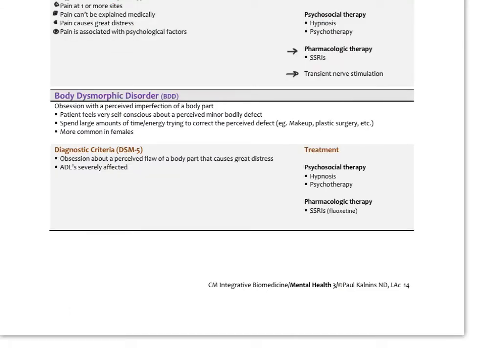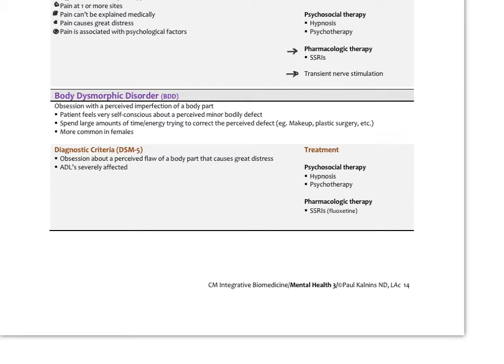Finally, I mentioned earlier body dysmorphic disorder under obsessive compulsive. This is an obsession with the perceived imperfection of a body part, and the patient feels very self-conscious about perceived minor bodily defects. They spend a lot of time, energy, and money trying to correct the perceived defect, like a lot of makeup, plastic surgery, Botox, etc. And this is more common in females. Often there's a social component to this as well.